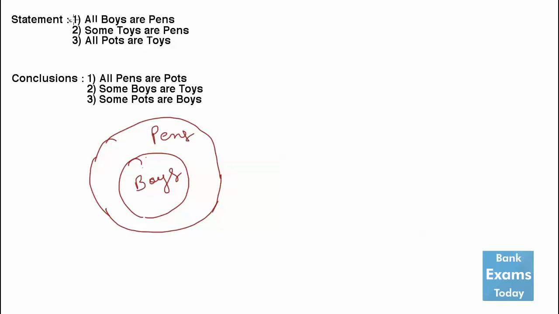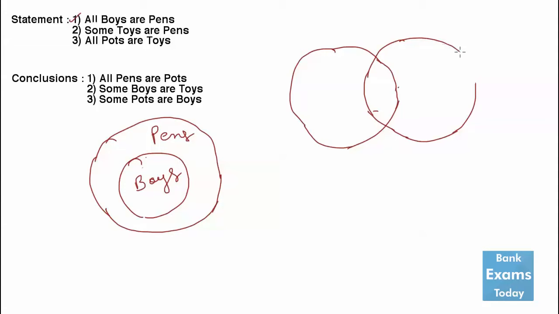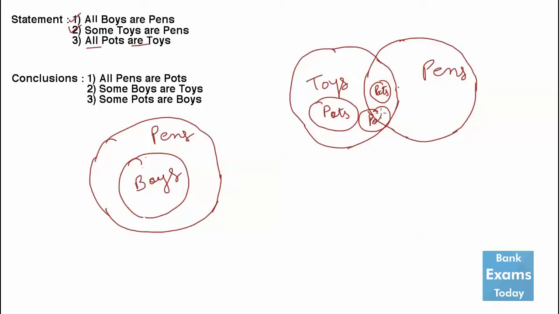Now let's go to the second statement. Some toys are pens. Some of the toys, a part of toys, are pens. So it's done. And all pots are toys. All the pots are toys. So there is a possibility that the circle pot is here, or it can be here, or it can be something like this here. So these are our possibilities.